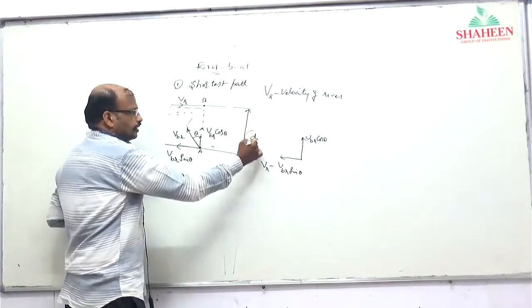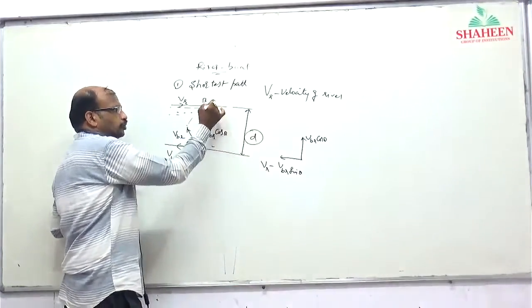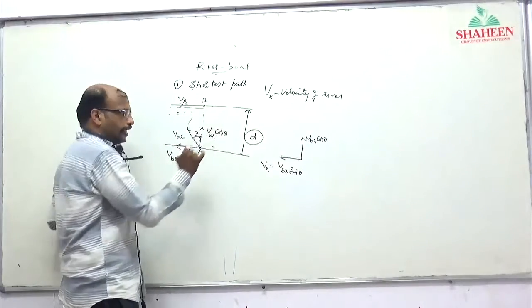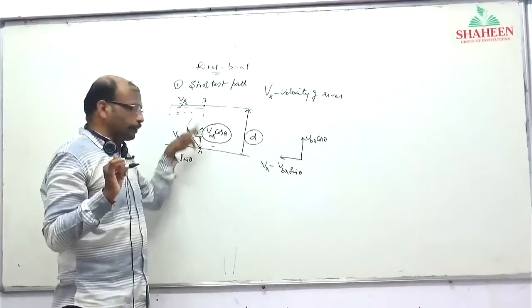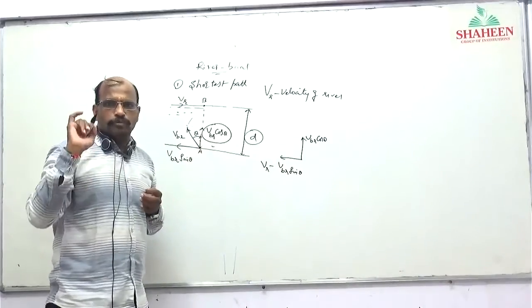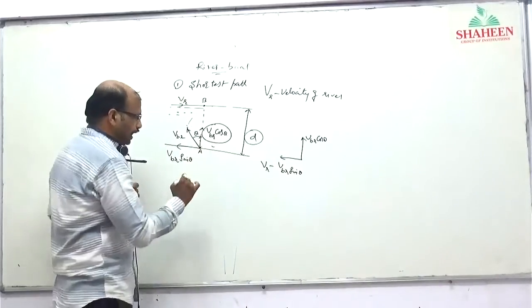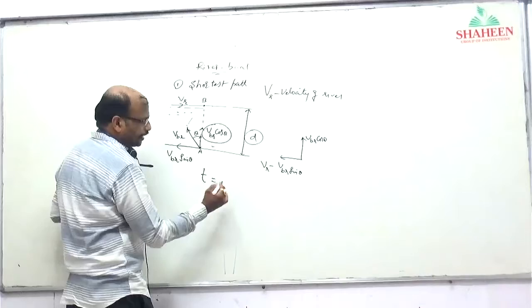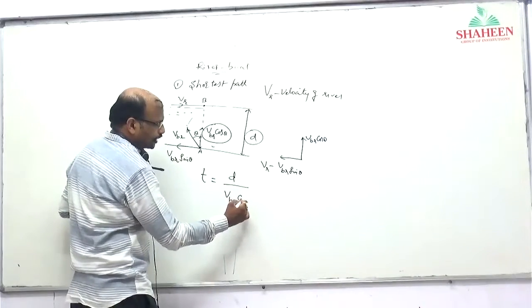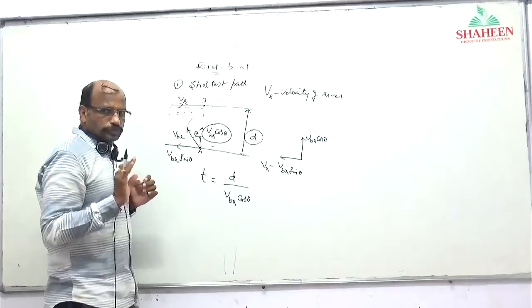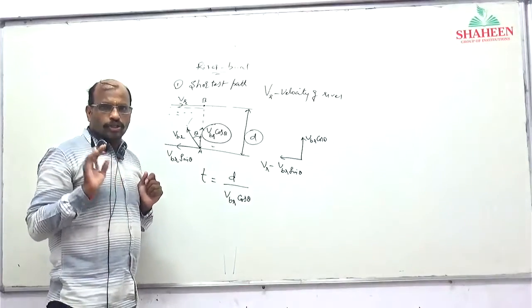And here the boat is taking some time to reach point B. The vertical component of VBR, VBR cos theta, is responsible for the time taken. So the time taken to reach point B is the width of the river divided by VBR cos theta. Is it clear? This point is clear? Any doubt you are having here?